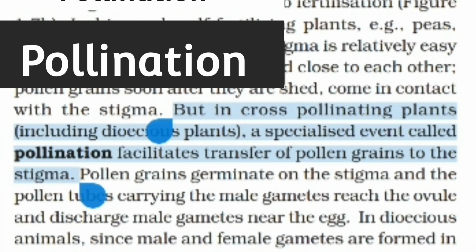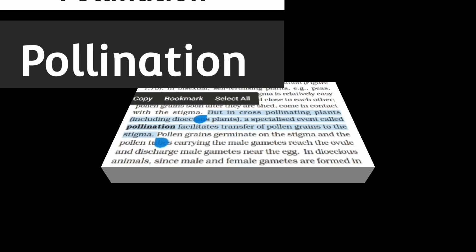Besides it, we have a different kind of pollination that is known as cross-pollination. For cross-pollination, we require dioecious plants. That means male and female gametes are present on separate plants. Such kind of pollination is known as cross-pollination. Here you have learned the kinds of pollination: one is self-pollination and another is cross-pollination.